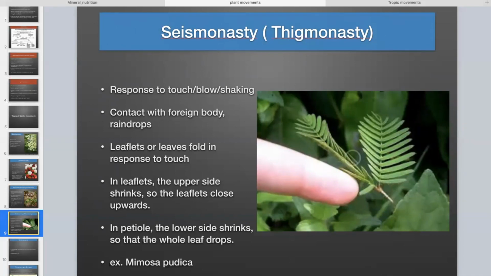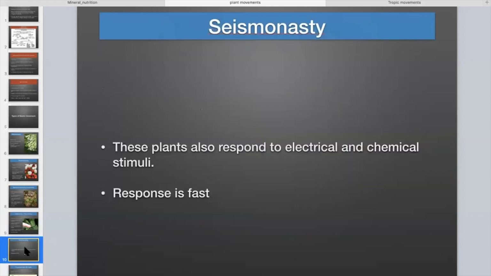So the leaves and leaflets will fold, they will respond to touch. The upper side shrinks. Why is the leaf closing? Because the upper side cells are shrinking. So when they are shrinking, ultimately they will come close. The petiole also gets down because the lower side of the petiole shrinks. So that is what is seen in Mimosa pudica. This is called a seismonastic movement.